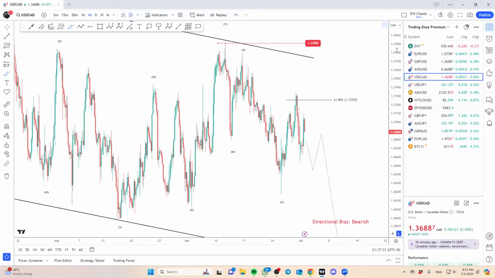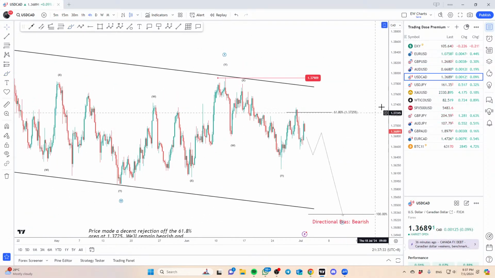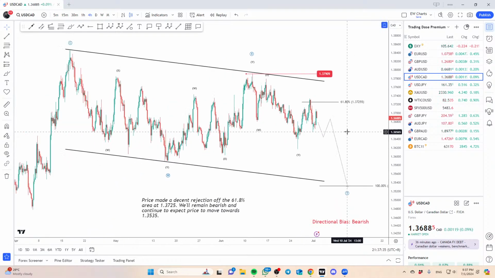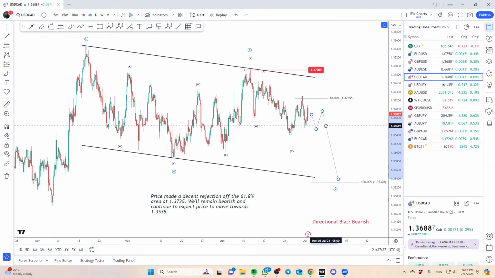Dollar Canadian, we're expecting downside here. We're looking at it from the angle where I'm expecting this huge flag to be completed.